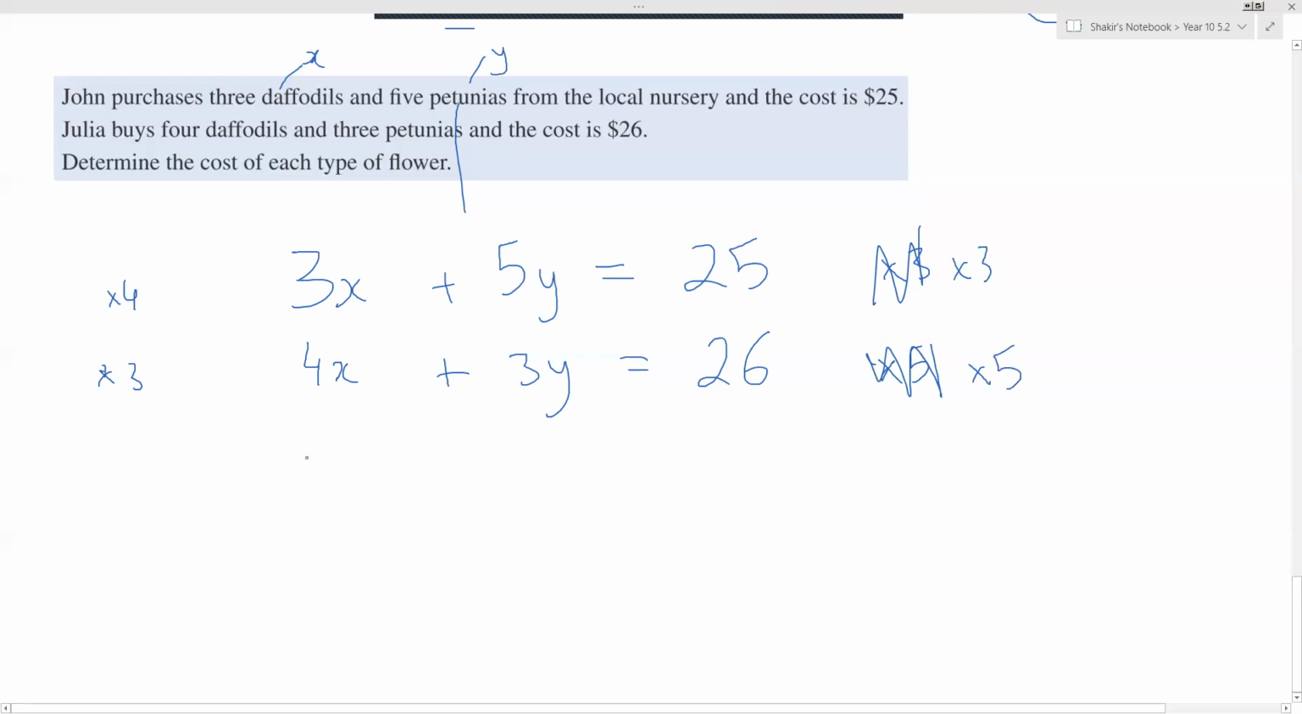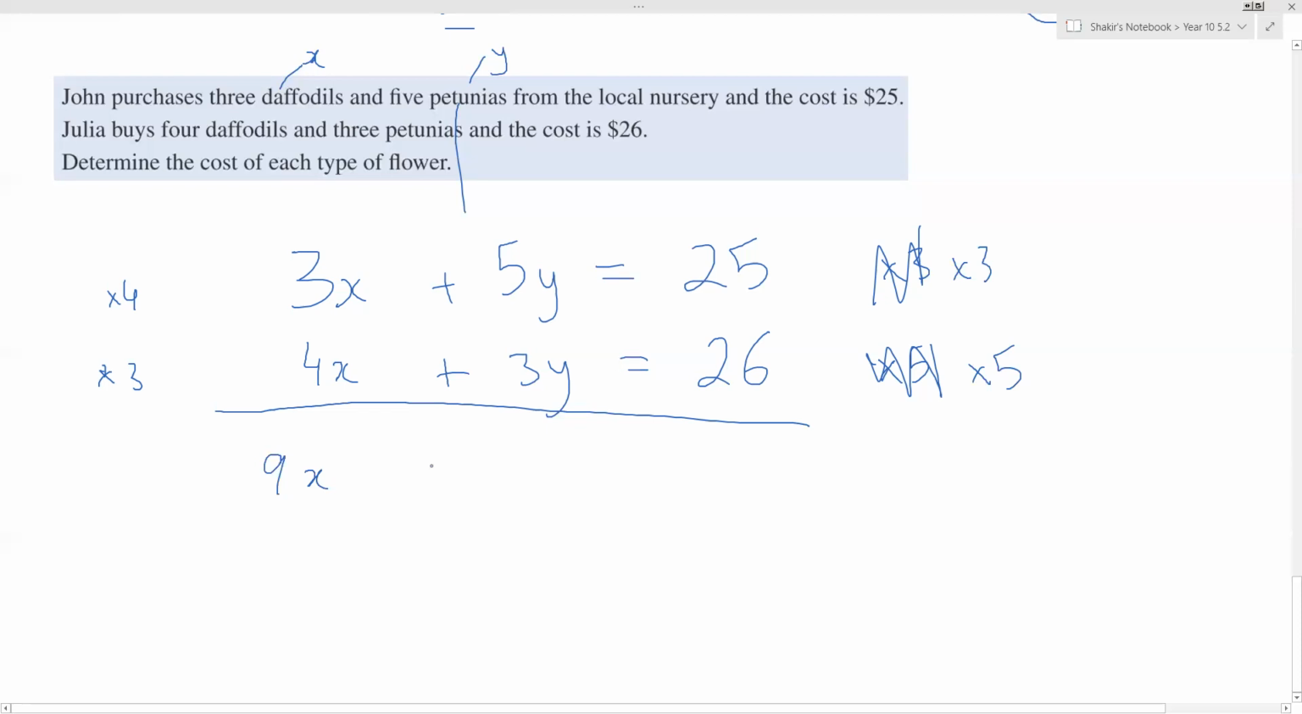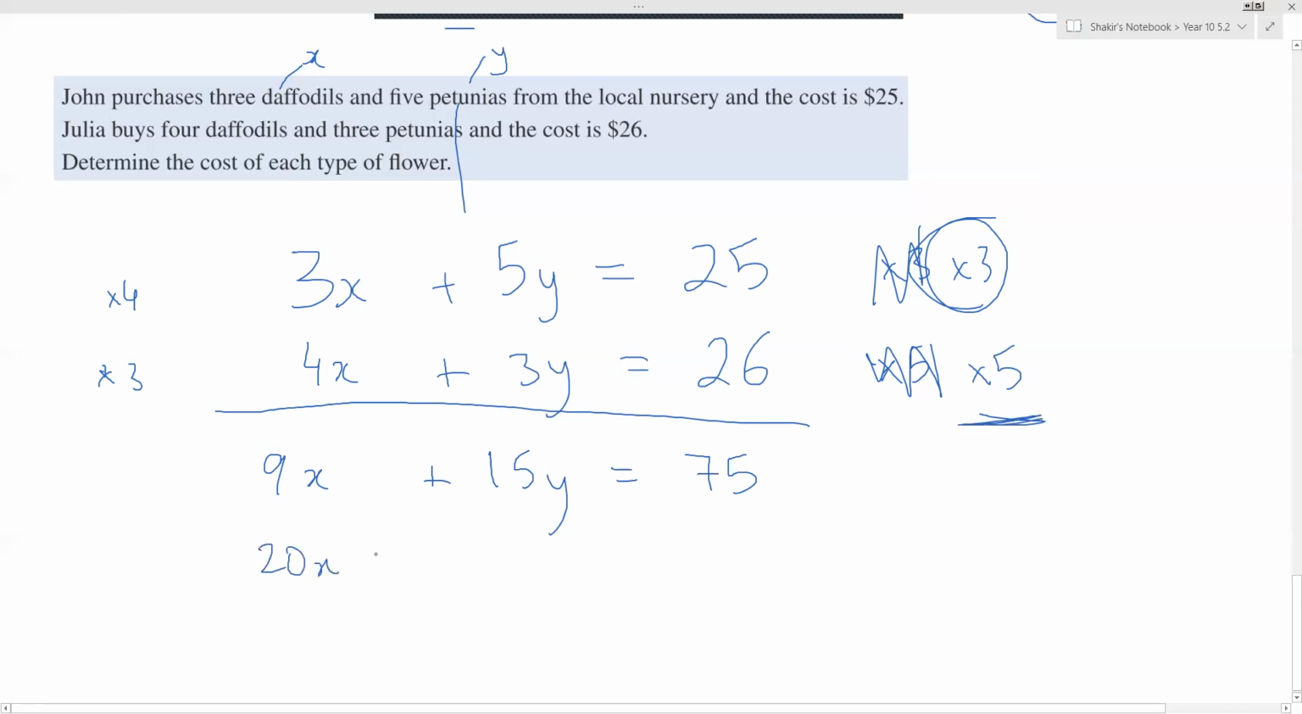Let's multiply the top by 3. So I'm going to rewrite the equation. I'm multiplying every single term by 3. 3x times 3 is 9x. 5y times 3 is 15y. 25 times 3 is 75. Now, in the second one, I'm going to multiply every term by 5. So 20x plus 3 times 5 gives me 15y is equal to 5 times 26.